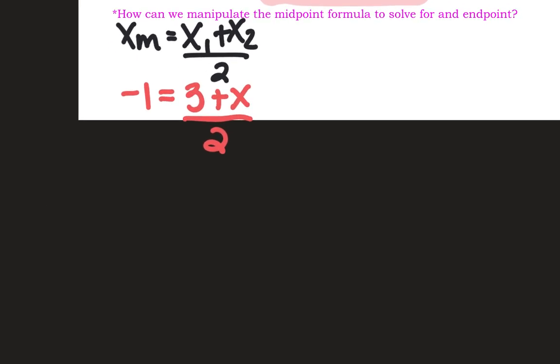Okay, so then from here, how do I get rid of the dividing by 2 operation? Multiply by 2, good. So multiply this side by 2 and multiply this side by 2. What is 2 times negative 1? Negative 2, good. What happens with the 2's on the right side?